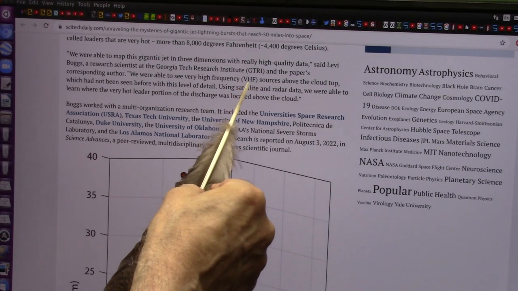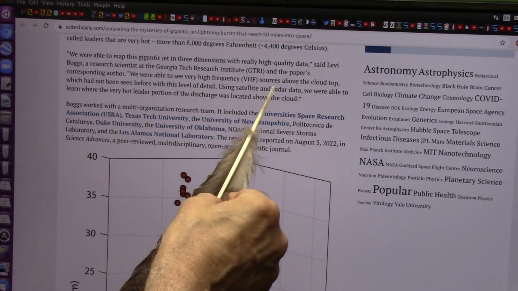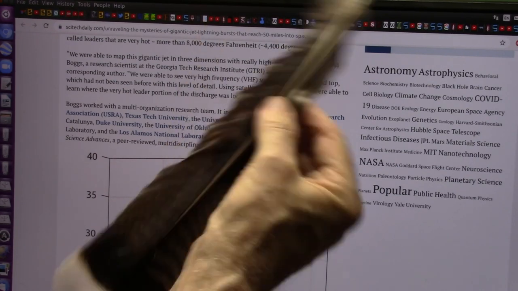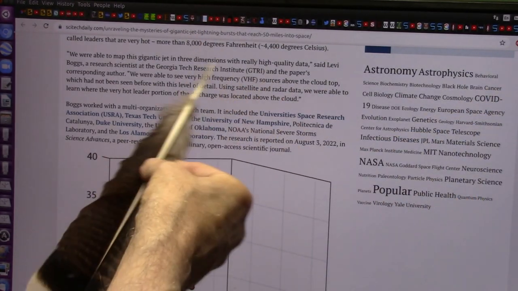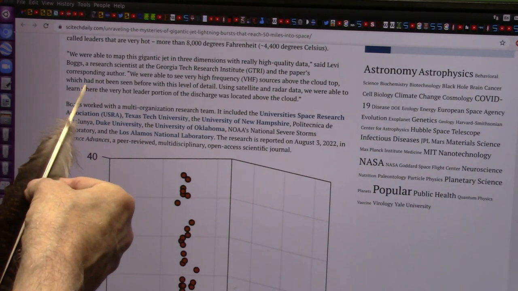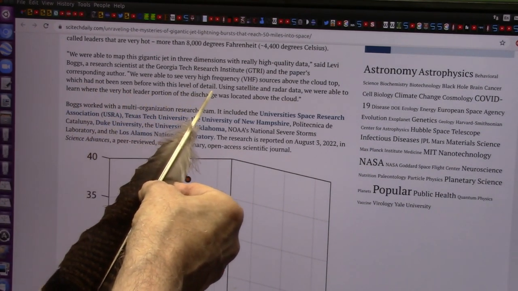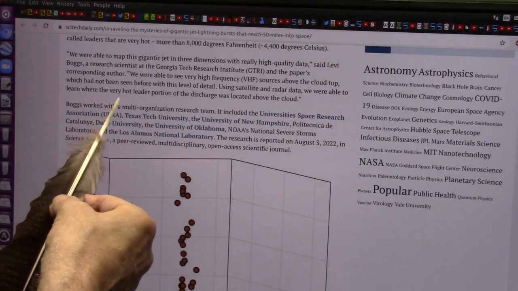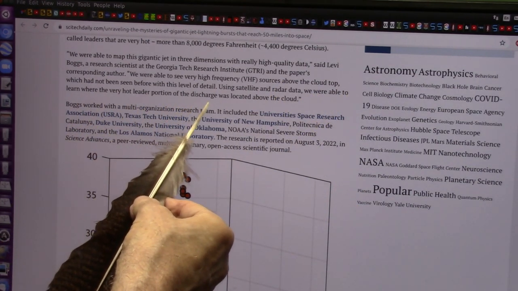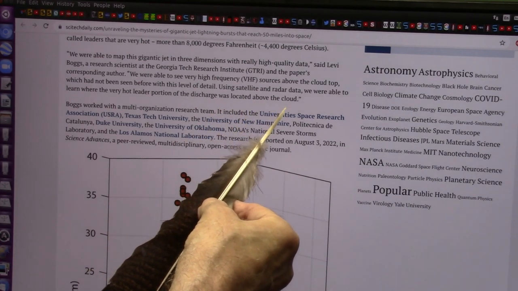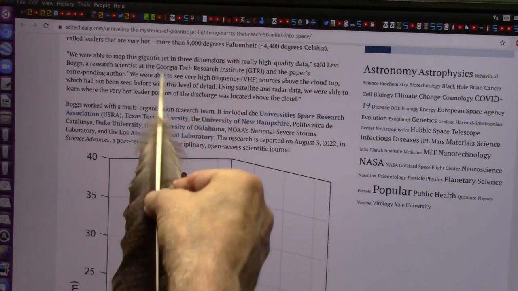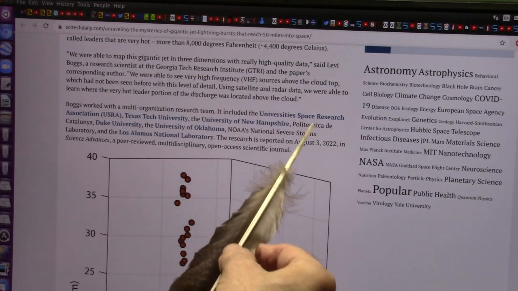They were able to see this very high frequency source above the cloud top. Why? What's making that shake like that? It had not been seen before with this level of detail. Using satellites and radar data, we were able to learn where the very hot leader portion of the discharge was located above the cloud. The leader portion is the extremely high frequency, creating extreme amounts of electrons.